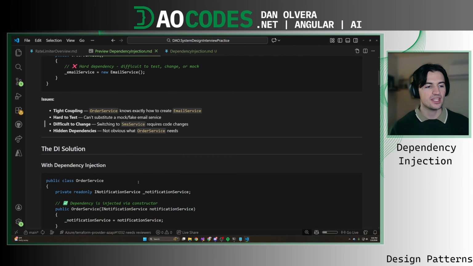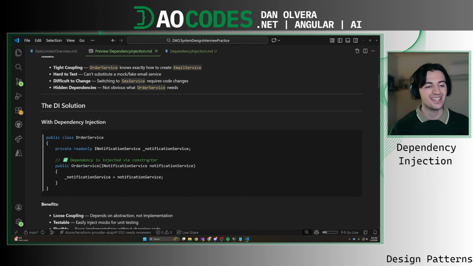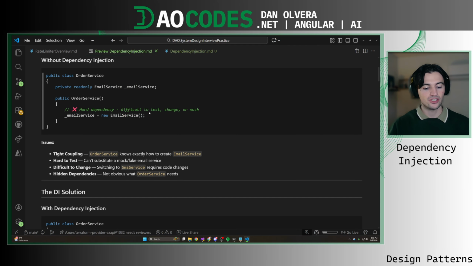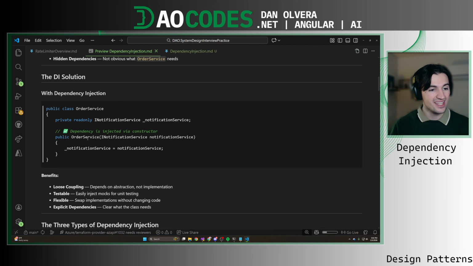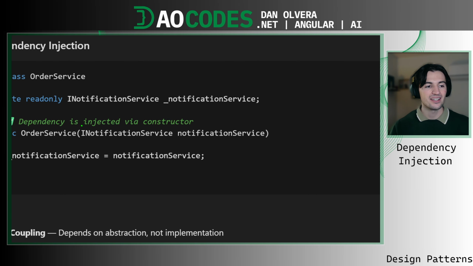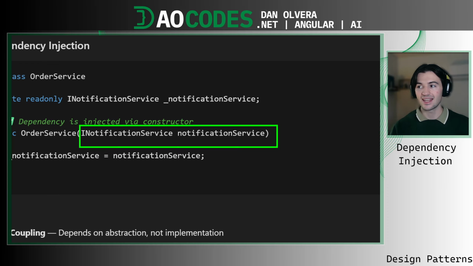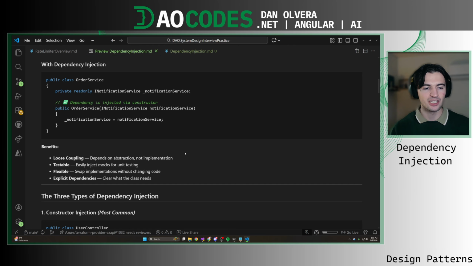So the DI solution, what this solves, is that instead of the email service being constructed by the order service, and now the order service is the thing managing the email service, the order service actually just receives a notification service. And the interface there is an important distinction. Now, you don't have to use interfaces there. There are frameworks where you can just do singletons of concrete classes, but part of the dependency injection pattern is to use an interface. We'll get into why a little bit later.